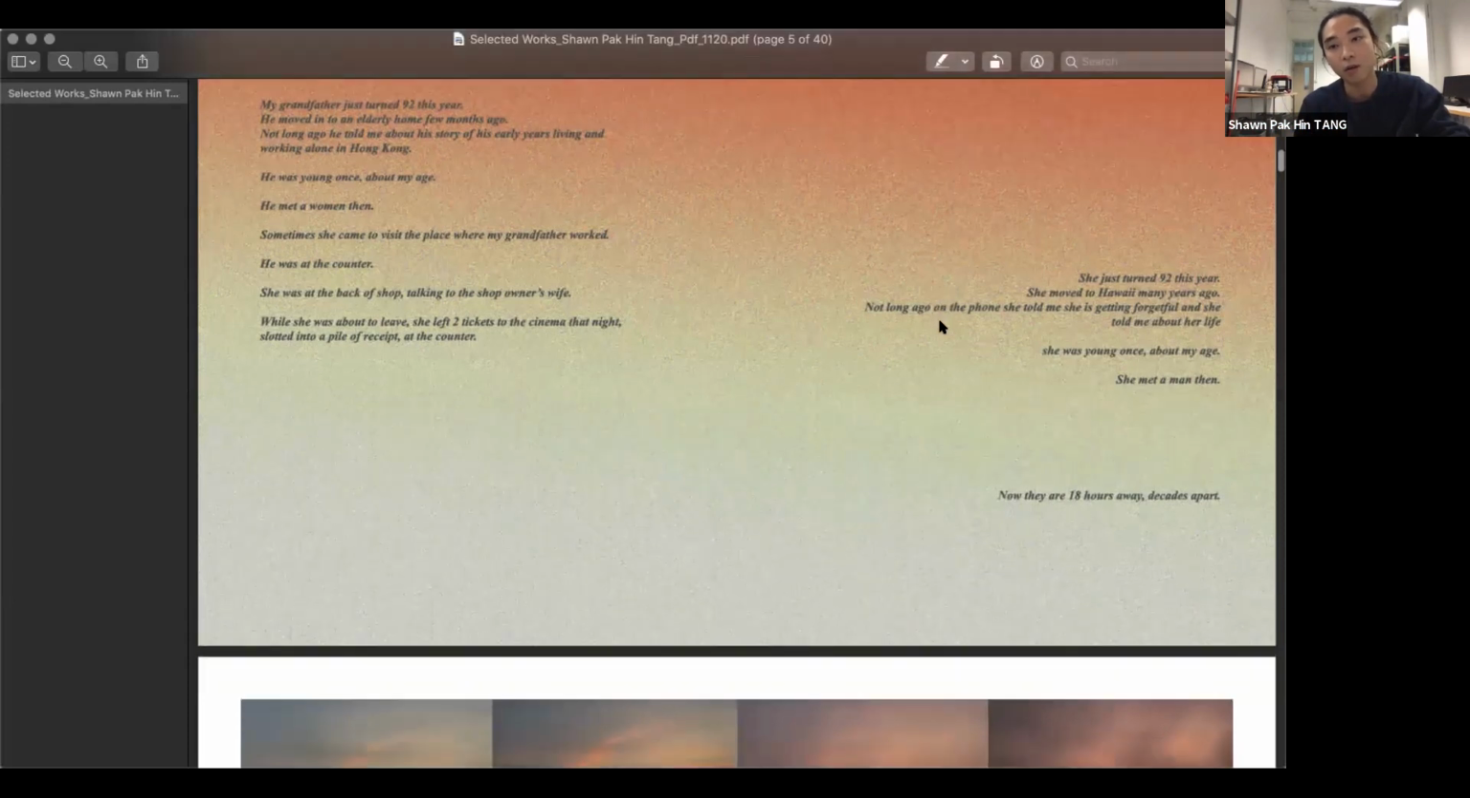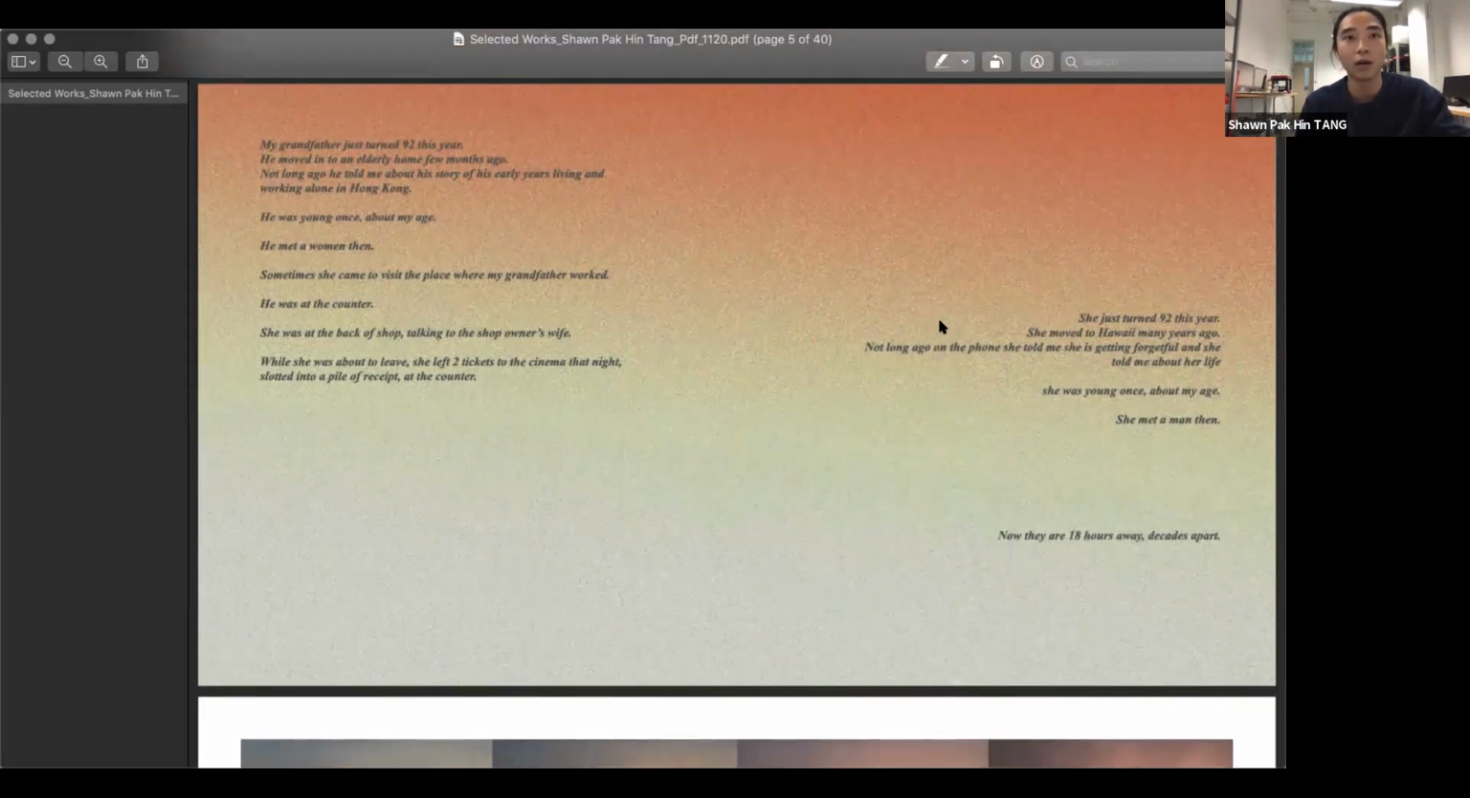So I had the idea about how, when they left, this is kind of awkward. It's also parallel to the feelings when my grandfather left home to move to an elderly home.